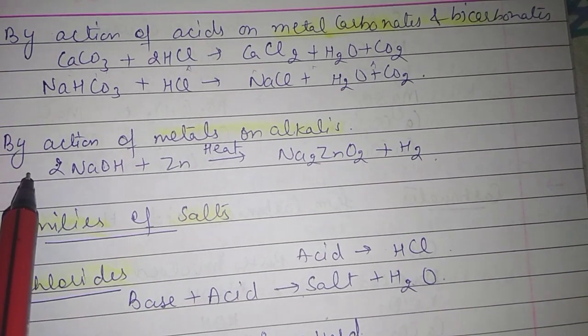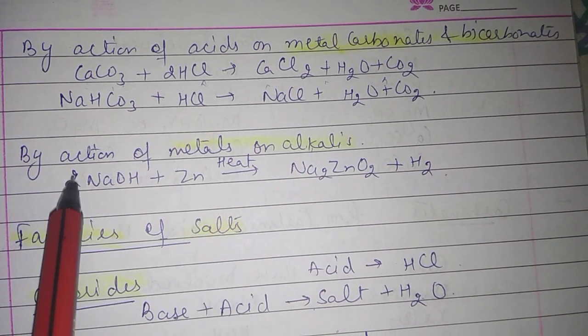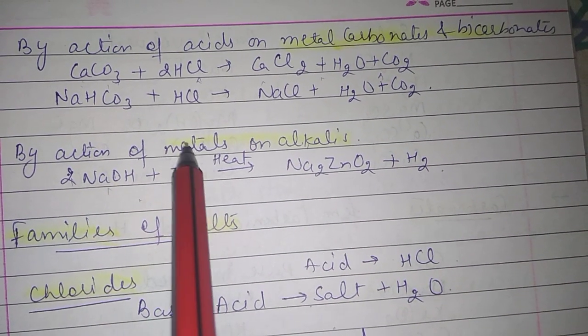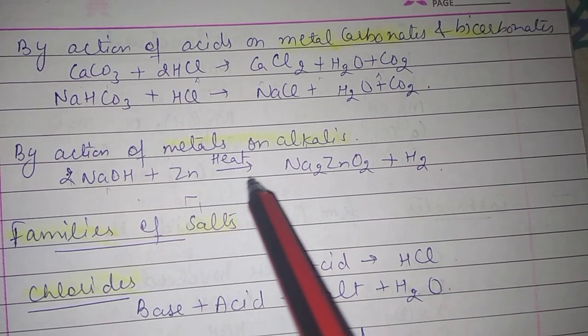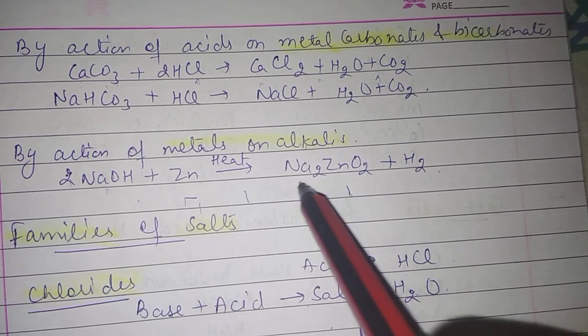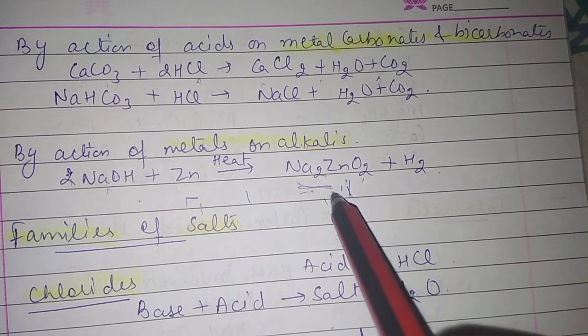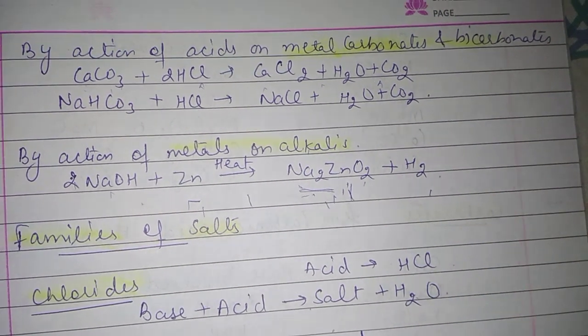And the last method for the formation of salts is by the action of metals on alkalis. Sodium hydroxide, when it reacts with a metal like zinc, when we heat it, forms sodium zincate. Sodium zincate is a salt, Na2ZnO2. This is sodium zincate and hydrogen gas is released.